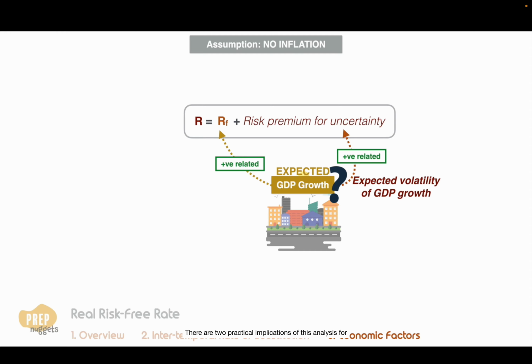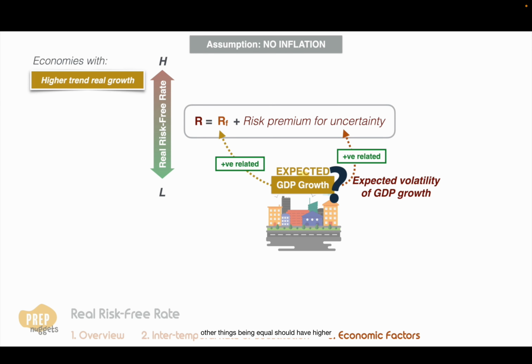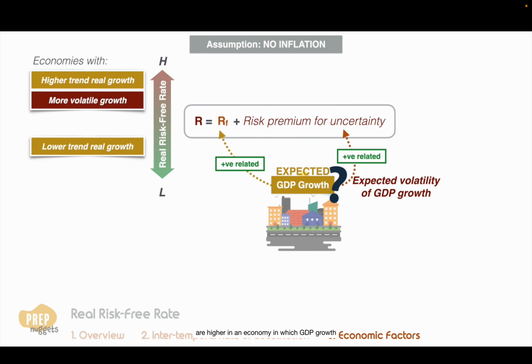There are two practical implications of this analysis for the values of real risk-free interest rates. An economy with higher trend real economic growth, other things being equal, should have higher real default-free interest rates than an economy with lower trend growth. And other things being equal, real interest rates are higher in an economy in which GDP growth is more volatile than in an economy in which growth is more stable.